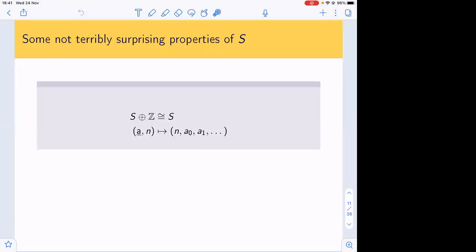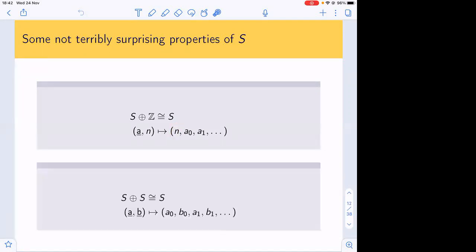Obviously there's no finitely generated abelian group S that has this property. Certainly there's no finite abelian group that has this property. So that's not terribly surprising, and it's really just the fact that infinite sets behave a bit differently from finite sets. If you have a countably infinite set and add one more element, it's still countably infinite. So what I'm doing here is adding one extra term to the sequence.